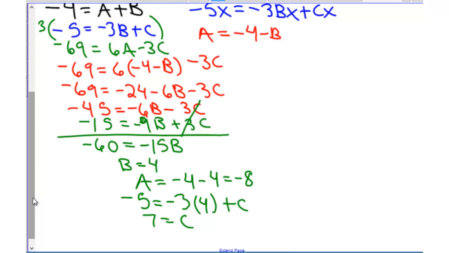Where did you get the negative 15 equals negative 9b plus 3? Negative 15, where? The green, the right. Yeah. I took this equation and I multiplied it by 3 so that I could eliminate.